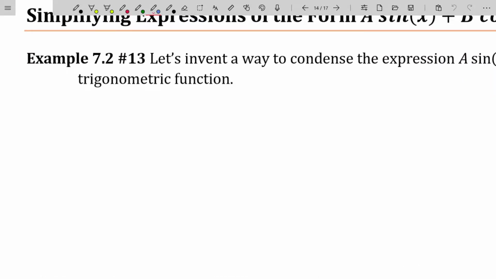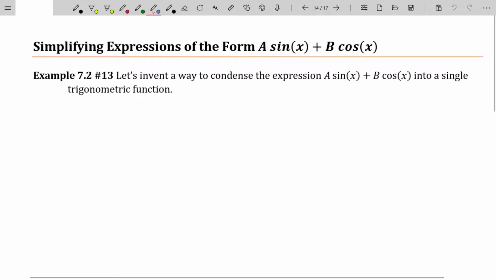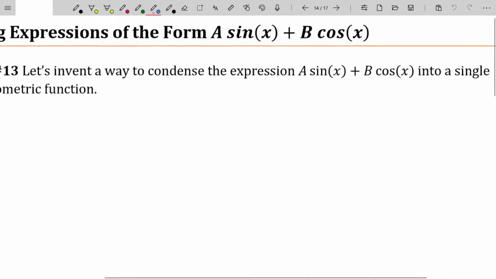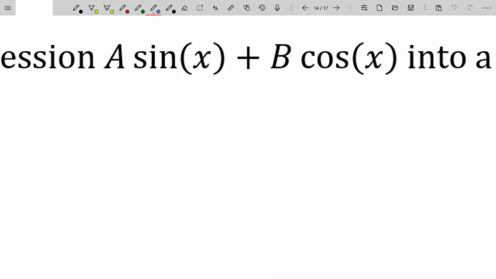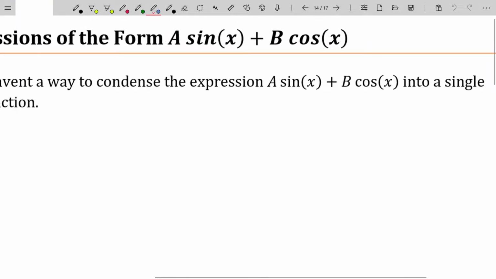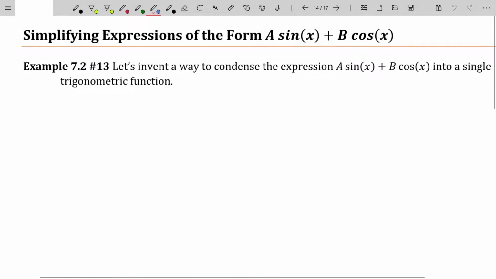So let me read the example first. Let's invent a way to condense the expression a times sine of x plus b times cosine of x into a single trigonometric function. Now, if you look at that expression, it's very, very close to the sum of angles identity for the sine curve. So what I mean by that is the following.